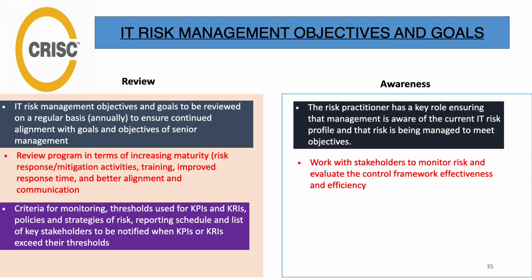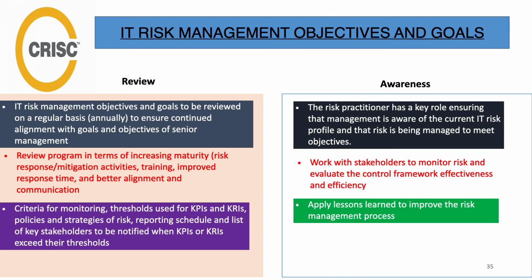Throughout these phases of the IT risk management process, the risk practitioner works with the risk owner, that is the IT staff, third party, or else the incident response team and auditors, to monitor the risk and evaluate the effectiveness and efficiency of the control framework. As an incident occurs, lessons learned are used to improve the risk management process through better knowledge, staffing, technical control and response team, etc. These benefits can help avoid future problems, minimize the impact of future incidents, and sustain the business operations.